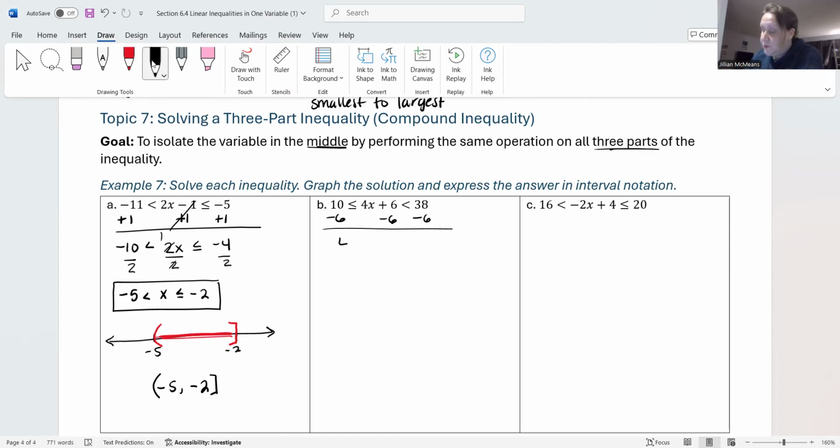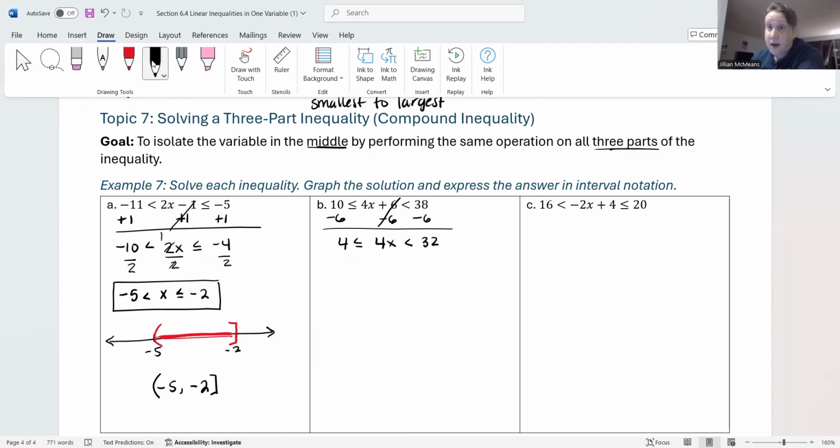10 minus 6 is 4. 4x plus 6 minus 6 is just going to be 4x. 6 minus 6 is just 0. 4x plus 0 is just 4x. And then 38 minus 6 is 32. Okay? And now we've got the 4x isolated.